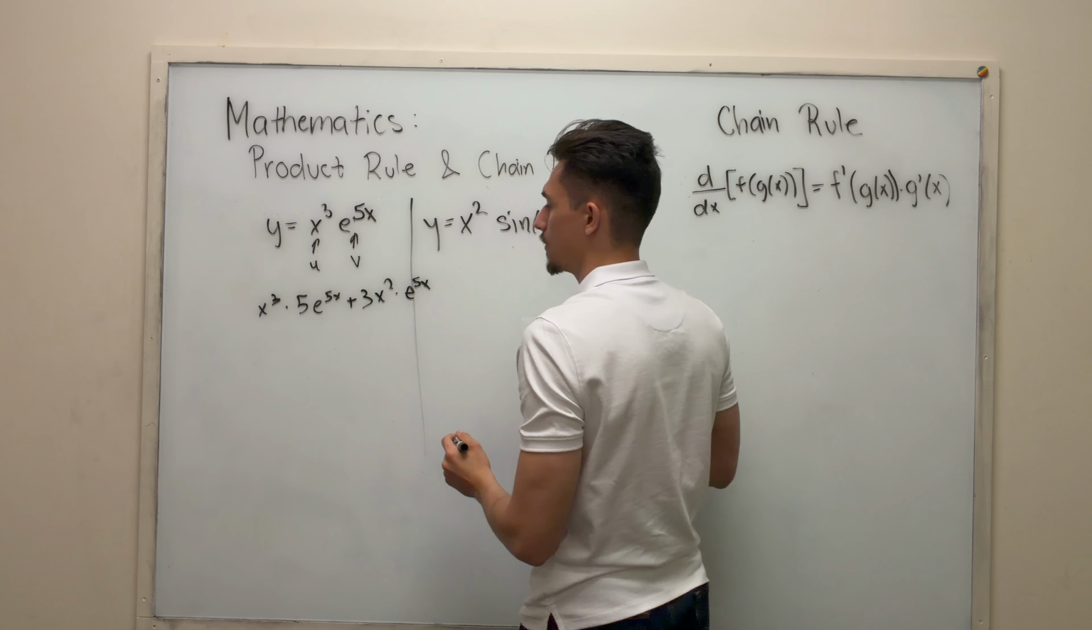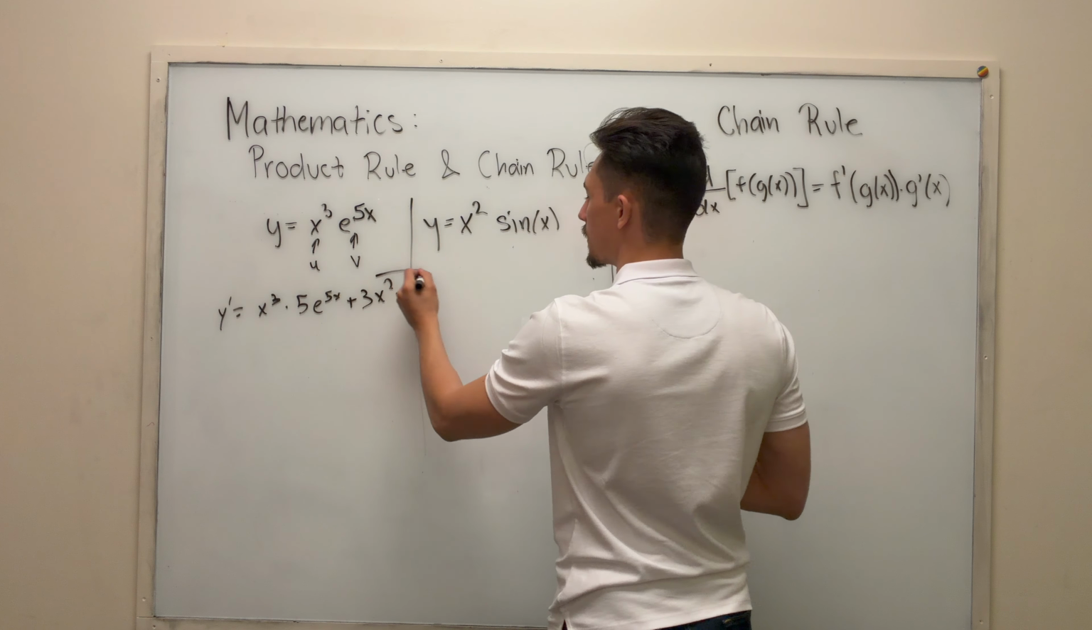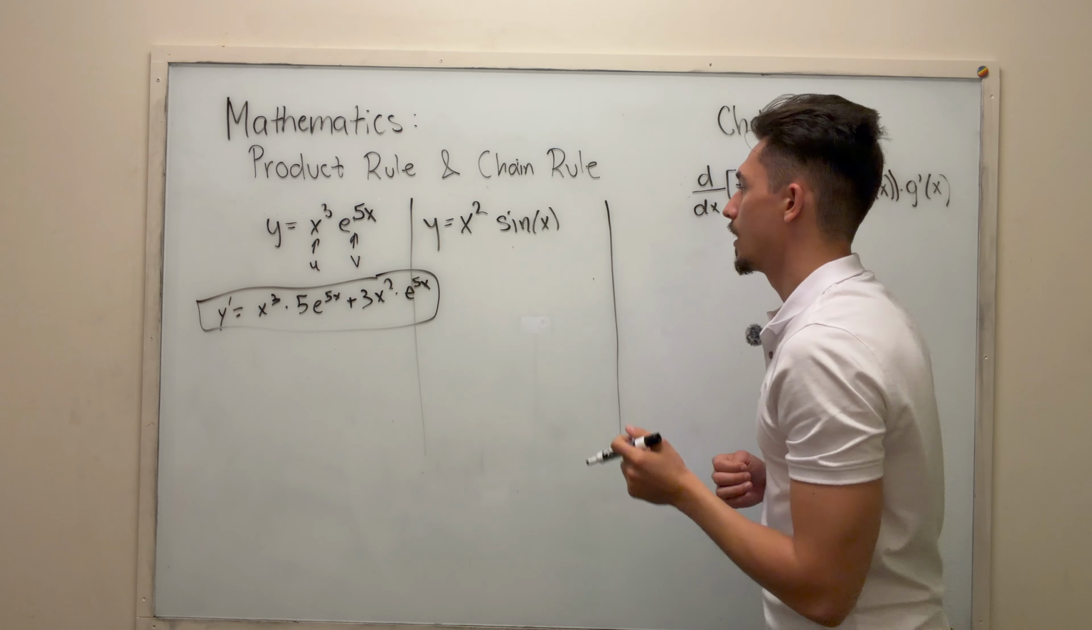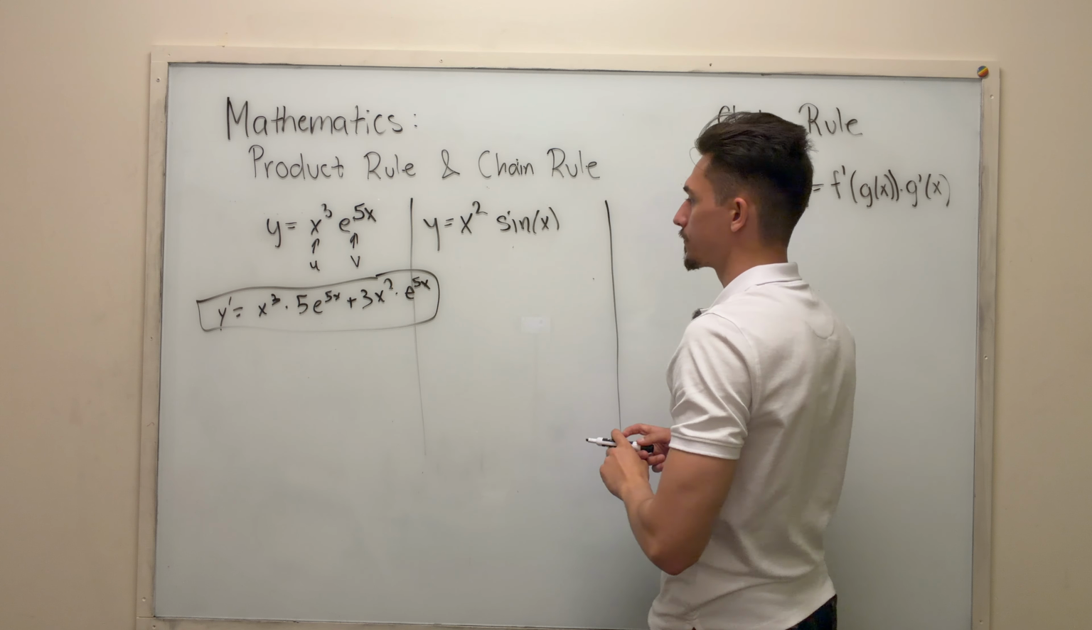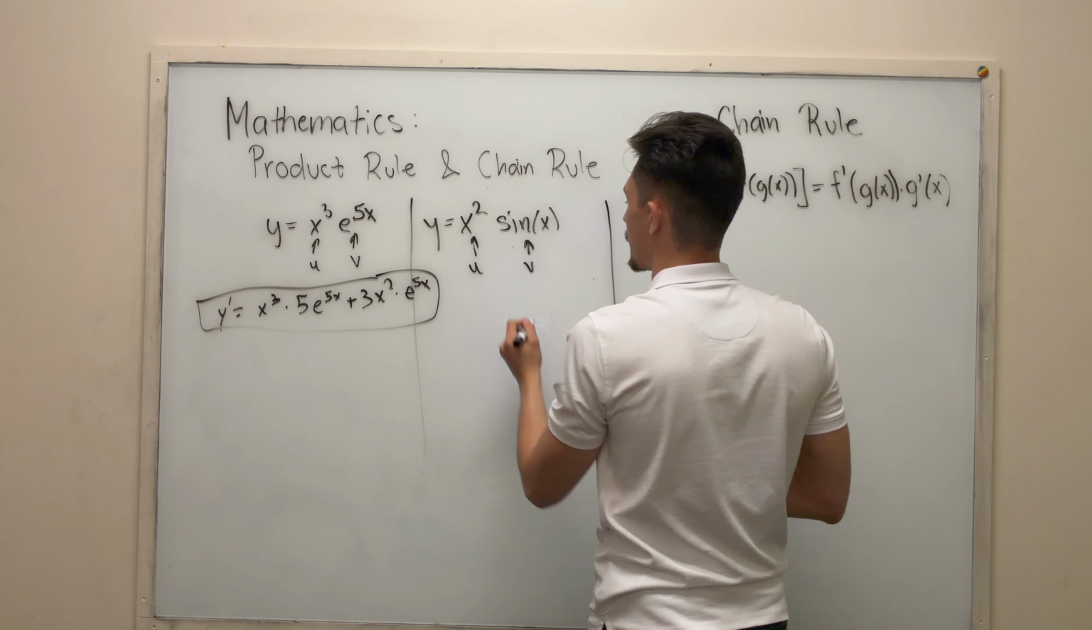So that stays. So this is my solution for this problem. We can keep it as is. Next one we're going to do is this one. This one will be a little bit different because now we have a trig function involved, but same process. So this is called u, let's call this v.